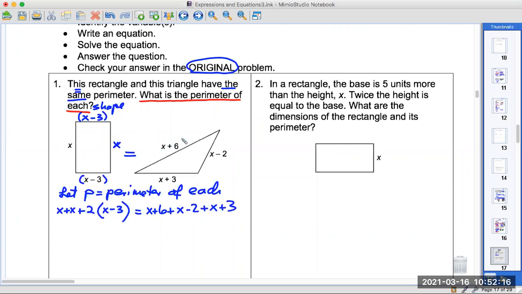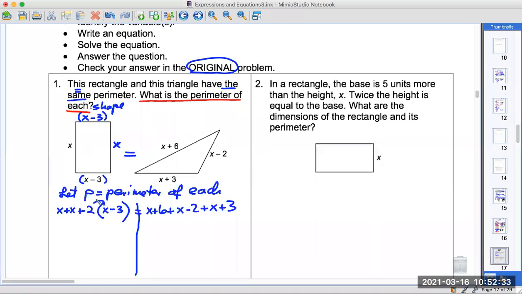So all we know is that this is the side length. You don't know what x is yet. We will find it, but you're just adding these expressions. These are expressions, okay? So now we have to simplify.